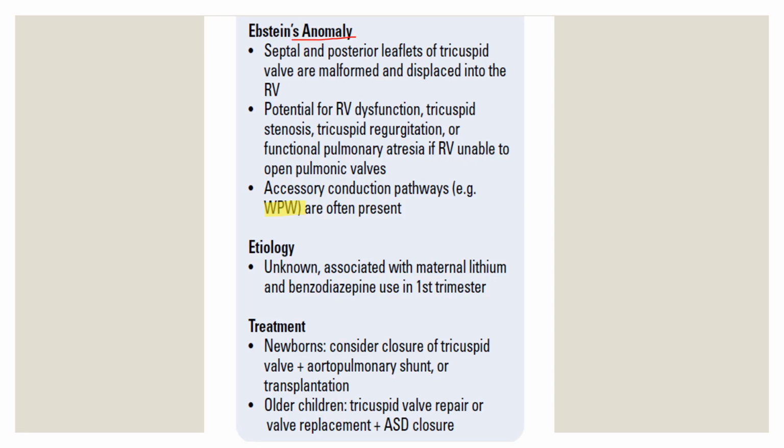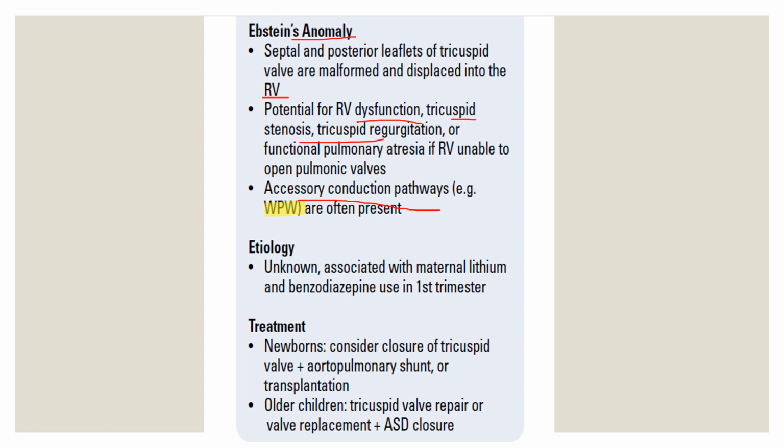Then Ebstein's anomaly, that is the septal and posterior leaflets of tricuspid is malformed and displaced into right ventricle. So there is atrialization of right ventricle. Potential for RV dysfunction, tricuspid stenosis, tricuspid regurgitation. So there can be valvular defects or functional pulmonary atresia if RV is unable to open pulmonic valves.